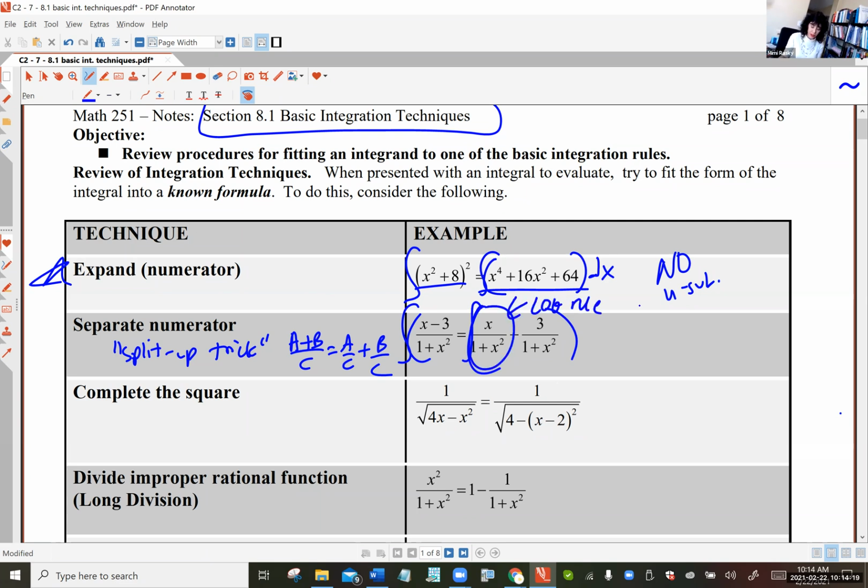Now, once you split it up and you are asked to integrate these two guys, this first term is going to require the log rule with U substitution. And the second term is not the log rule, something else. Does anybody want to guess which rule of integration that second term would need? Arctan. Very good. Right on, Jasmine. Arctan rule. Right on.